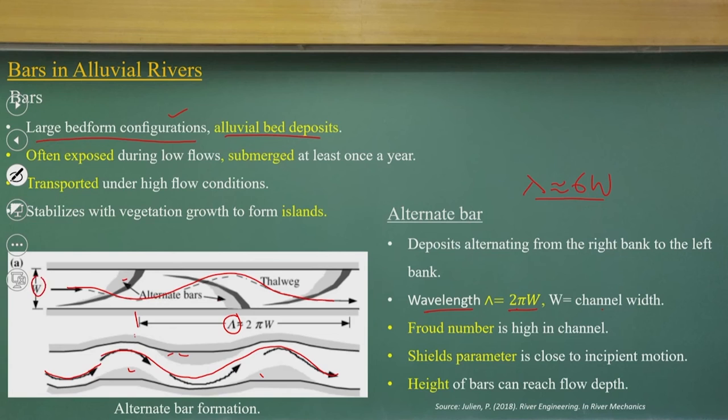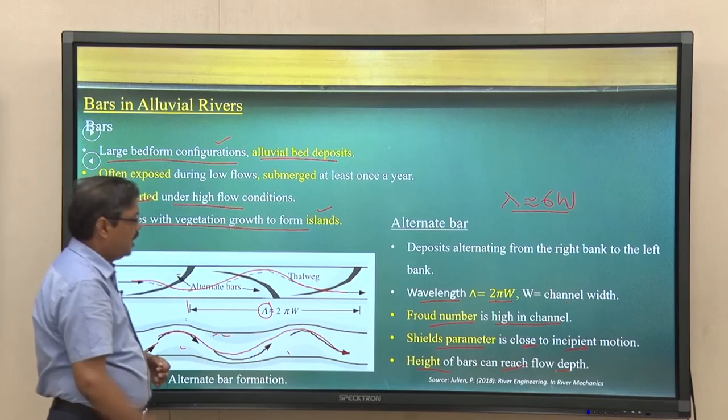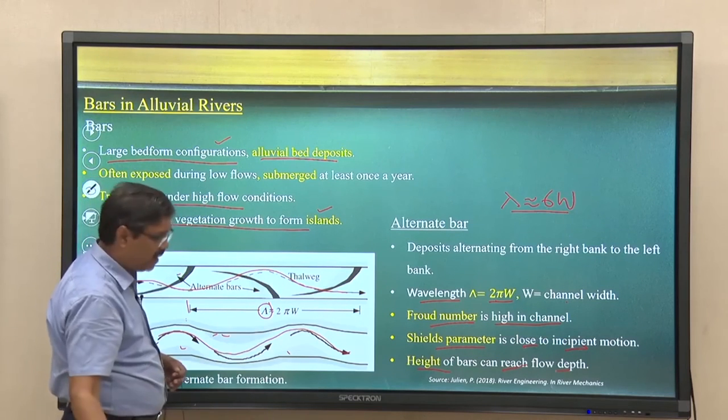So, that is the oscillating part. If you look at that, there will be high flow conditions, there will be transport, and the bars stabilize with vegetation growing from the islands, as I showed in the photograph of the Brahmaputra river. The Froude number is high in these channels, okay. And the Shields parameter is close to incipient motion, the height of the bar can reach the flow depth. So, the height of the bar can actually be exposed to higher levels; that condition can happen.